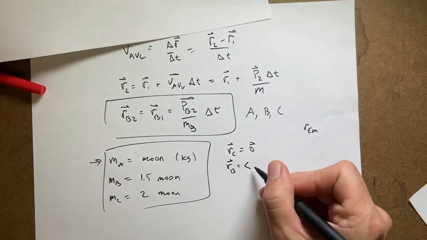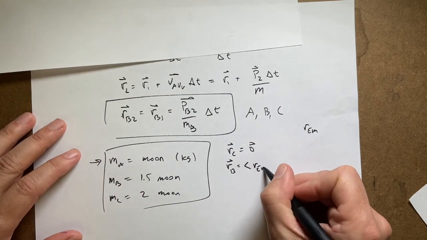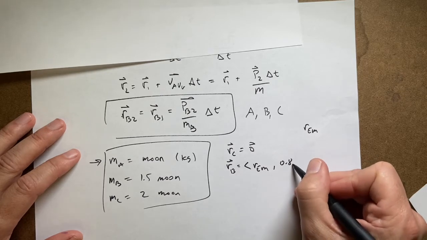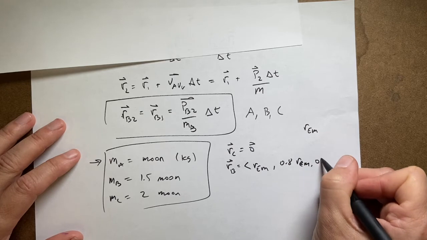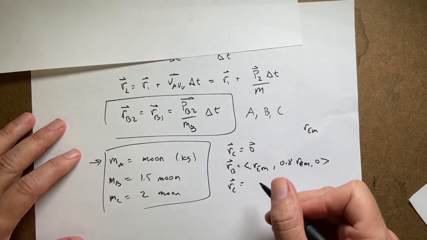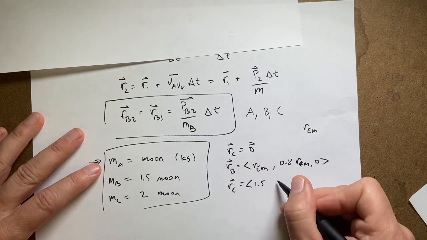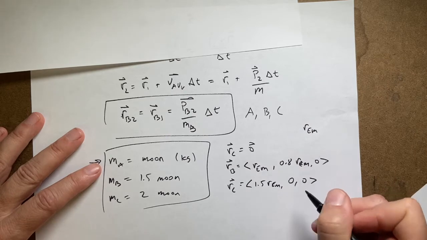So RB is going to be the vector, I'm just going to put REM, 0.8 REM, 0. And then RC is going to be equal to, again, I'm just picking stuff here. Let's say 1.5 REM, 0, 0.